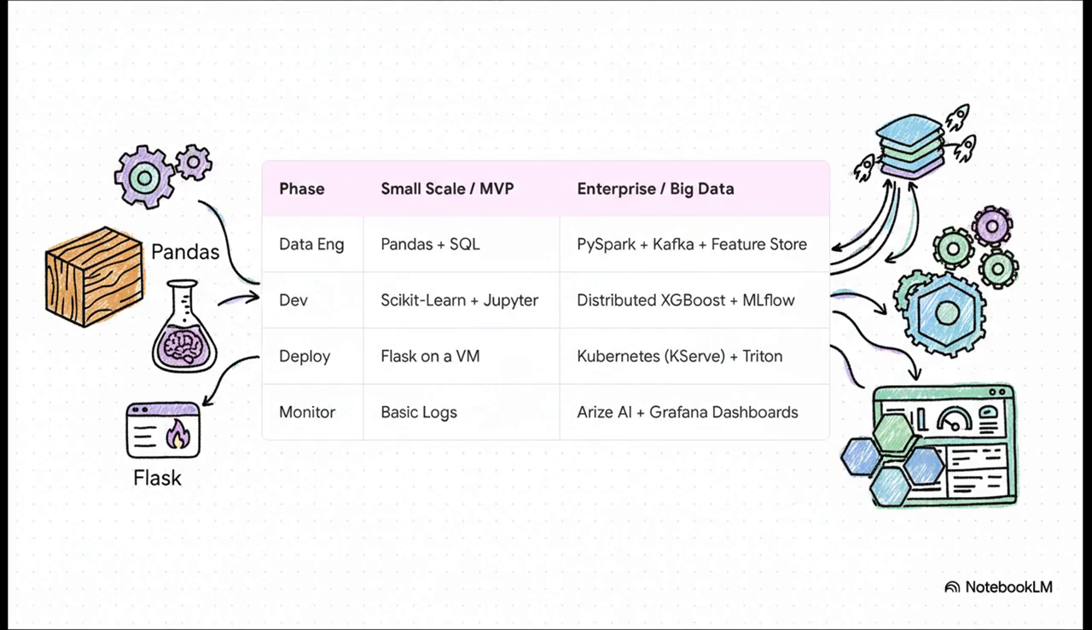But the moment you move to a true enterprise scale with massive amounts of data, the whole toolkit changes. You need distributed systems like PySpark and Kafka. You need powerful deployment platforms like Kubernetes, and you absolutely need sophisticated monitoring tools just to keep it all running.